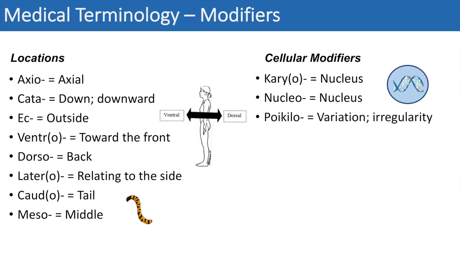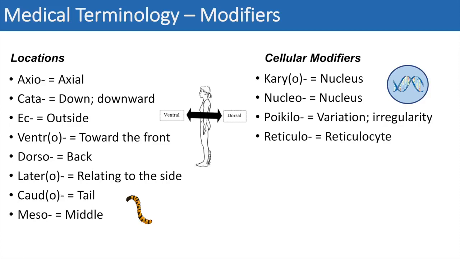The next one is poikilo. Poikilo means variation or irregularity. So poikilo, you can think of in zoology poikilotherms. With regards to cells, you can think of poikilocytes. So there's cells that have varying shapes.